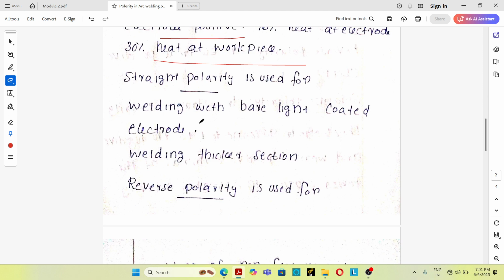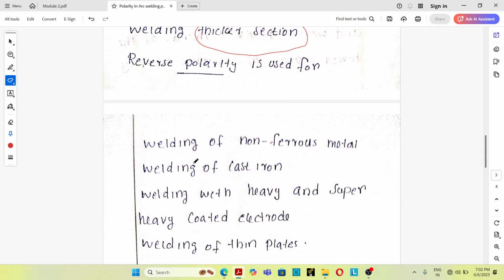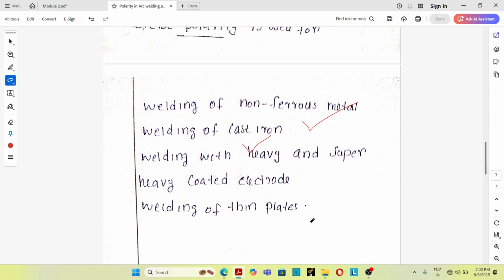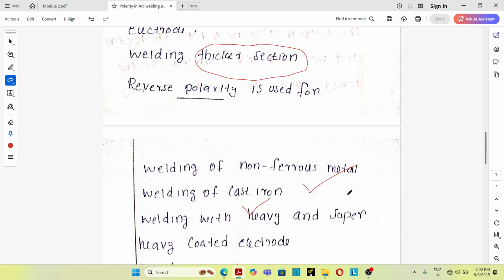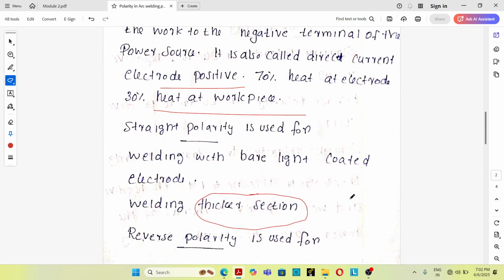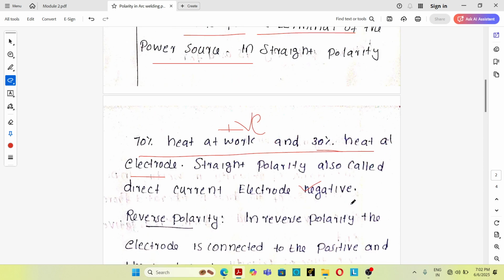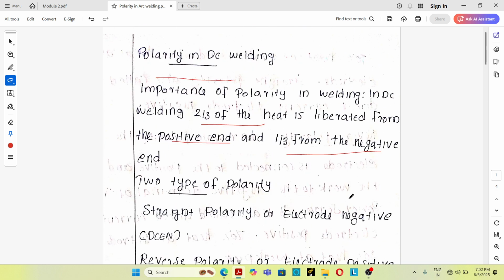Straight polarity is used for welding with bare or light coated electrodes, and welding thicker sections. Why are we using it for thicker sections? Because 70% of the heat is at the workpiece. And reverse polarity is used for welding non-ferrous metal, welding of cast iron, welding with heavy and super heavily coated electrodes, and welding of thin parts. So this is the application of straight polarity and reverse polarity. So this polarity is very important.